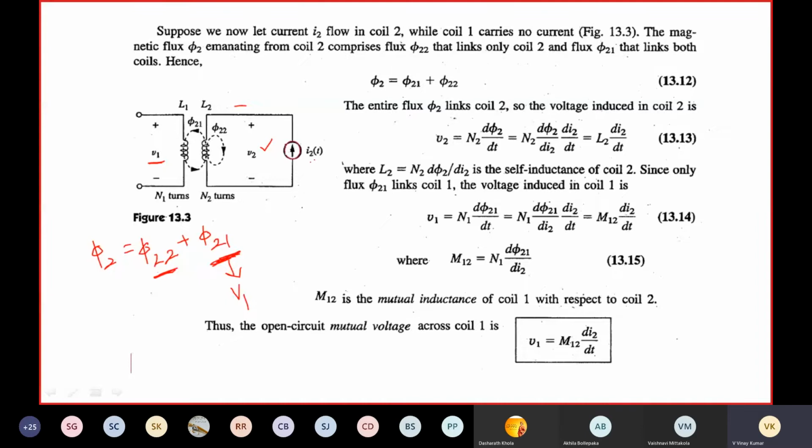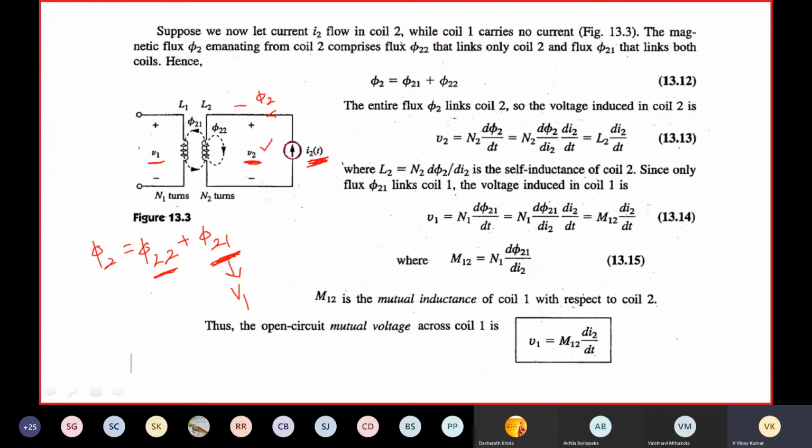Coil 2 is excited. I2 is the current which is flowing through its coil. Because of its own current, flux will be produced. Phi 2 is the flux which is produced by I2. Because of its own current, EMF will be induced across coil 2. That EMF is called self-induced EMF because of its own current.